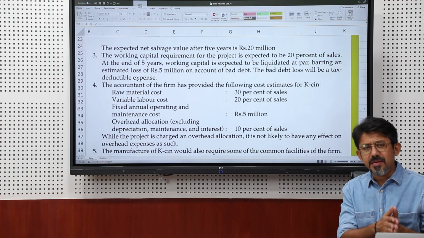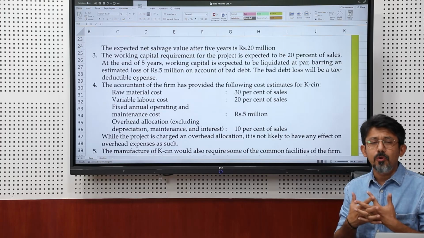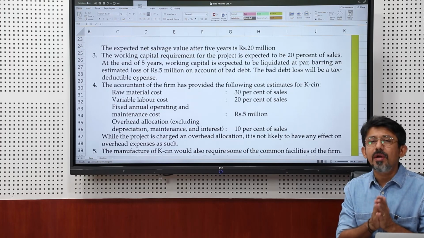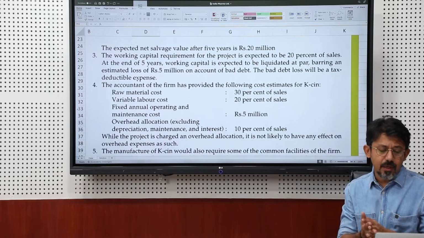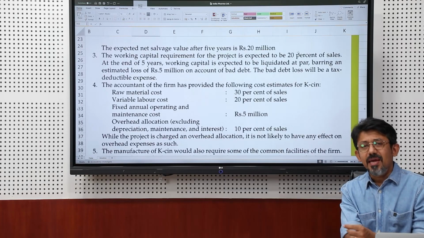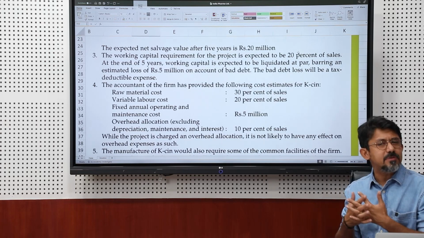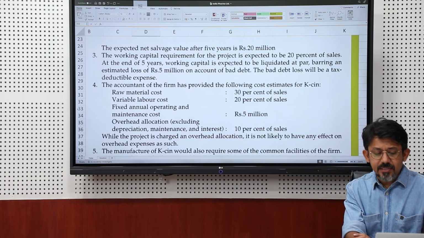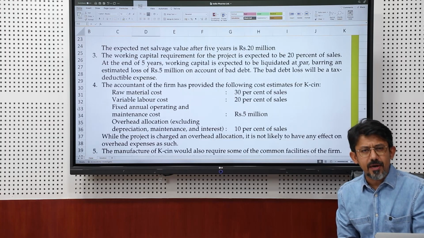So, a clear understanding for us is that whenever you start off a new project or a new product is being launched, it will have an impact on your working capital, right, and that becomes a relevant cash flow to be considered. Over here you are told that working capital is 20% of sales. It's an easier way of tagging and capturing your working capital as a percentage of sales. You are also told that the working capital is expected to be liquidated at par. Now, what do we mean by liquidated at par?